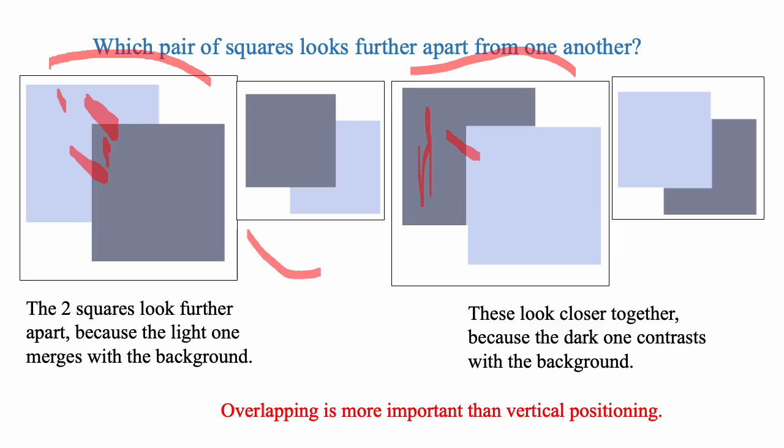Now, what if we turn them both upside down? Would we change which one we thought was in front? And the answer, of course, is no. This gray one is in front, even though it's higher than the light one. And this light one is in front, even though it's higher than the dark one. And that's because overlapping trumps vertical positioning. If something overlaps another thing, it is in front regardless of where it is on the paper.